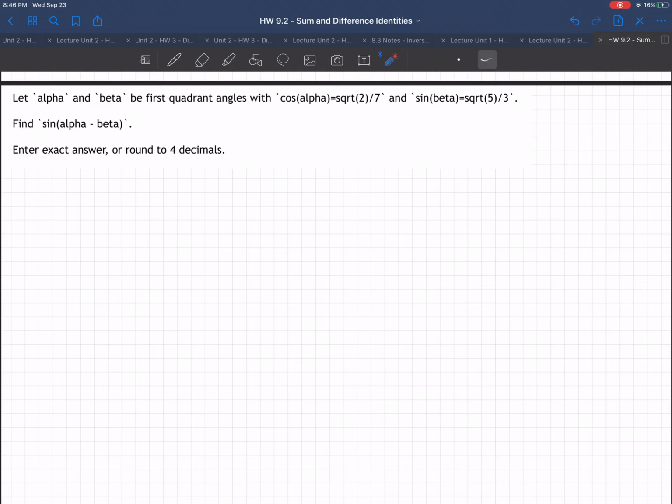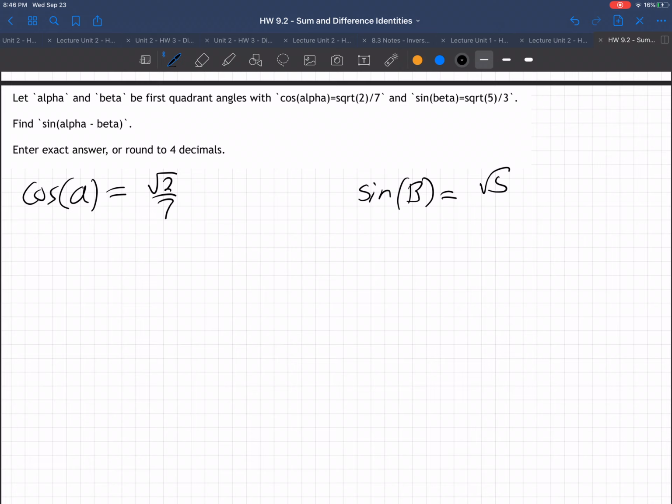Welcome to an example in which we're trying to find the sine of alpha plus beta. So they're telling us that the cosine of alpha, I'll just call it A, is the square root of 2 over 7. And the sine of B, beta they say, but it's just a Greek B, is the square root of 5 over 3. So I'm just taking it right there and right there. Okay, and then they want me to find the sine of alpha plus beta.